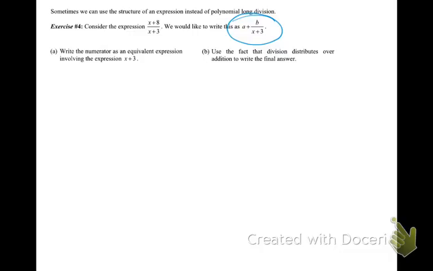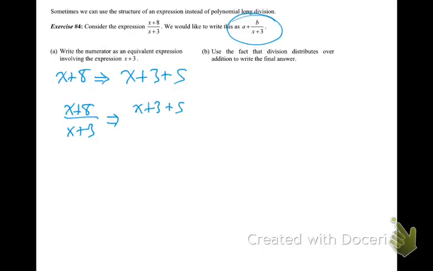And the way I'm going to do that is, if I look at the x plus 8, I can rewrite that as x plus 3 plus 5. Okay? Because 3 plus 5 is 8. And you can rewrite anything you want into an equivalent form. And that's an equivalent form. So I can rewrite this x plus 8 over x plus 3 as x plus 3 plus 5 over x plus 3.